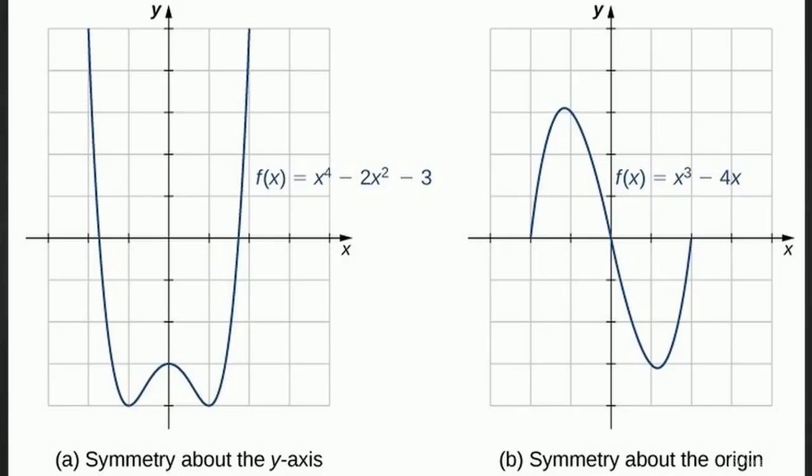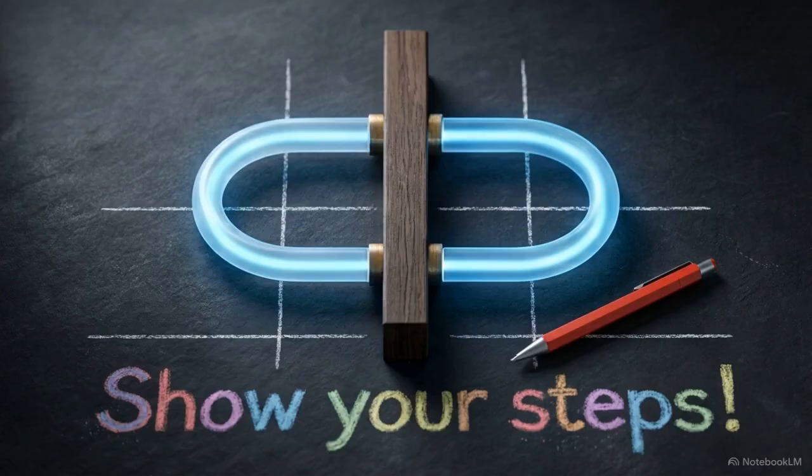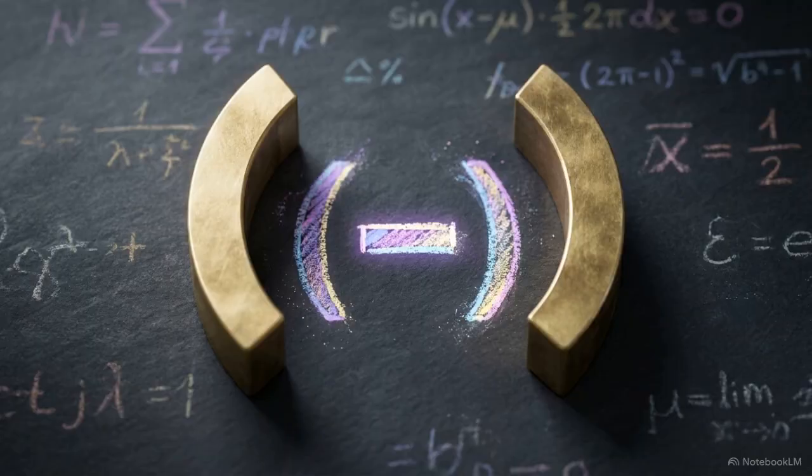This image shows two distinct types of symmetry: a U-shaped curve mirroring across the y-axis and an S-shaped curve mirroring across the origin. Spotting this visually is straightforward, but on a calculus exam, a visual check won't get you full credit. Your professor will expect an algebraic proof to verify symmetry without relying on a graph. You have to prove the behavior of the function by intentionally testing negative inputs.